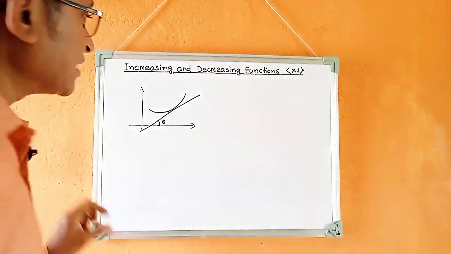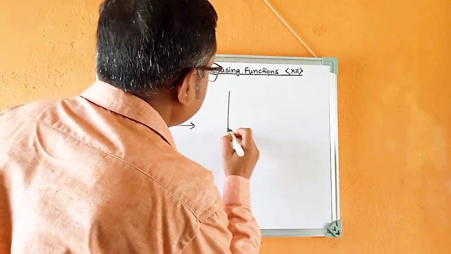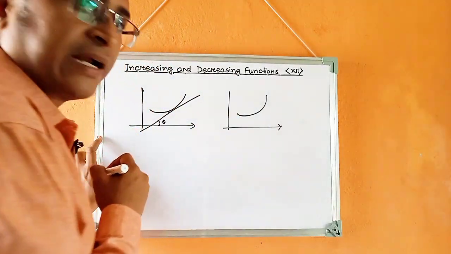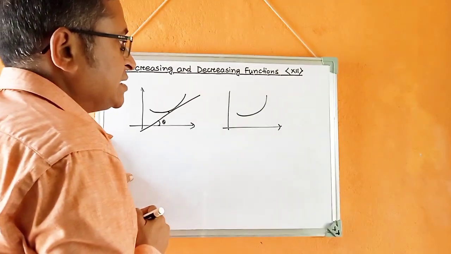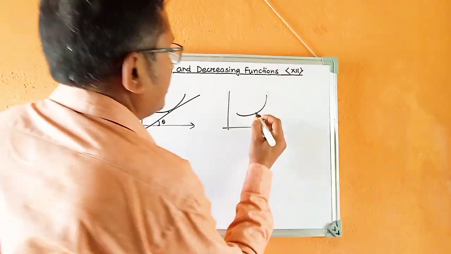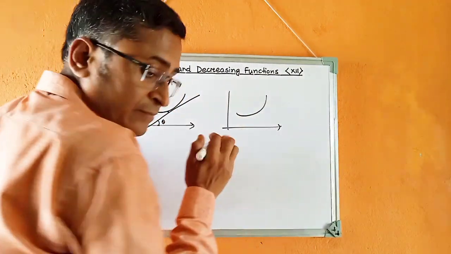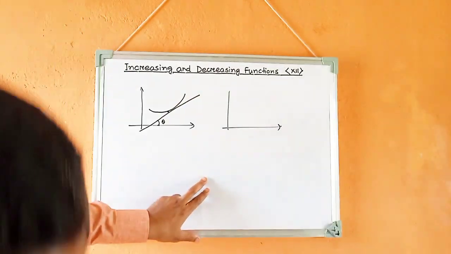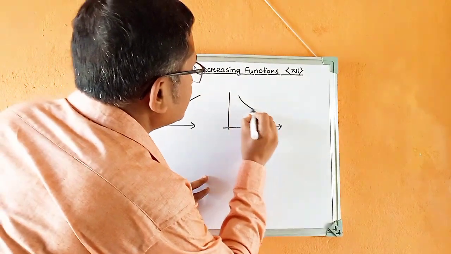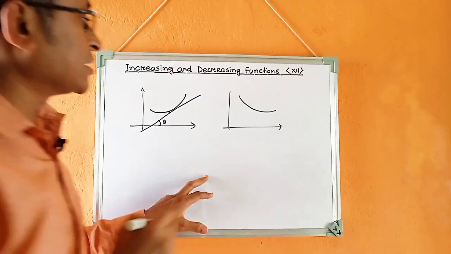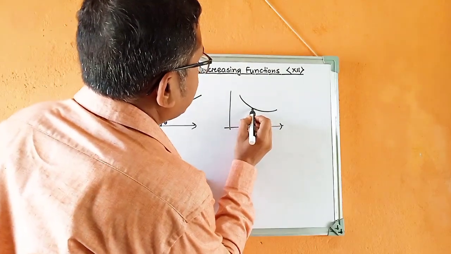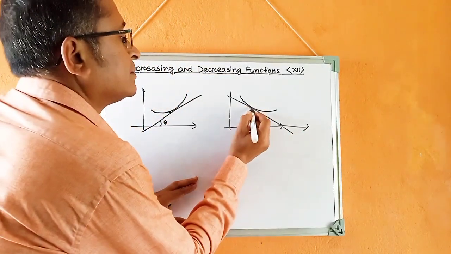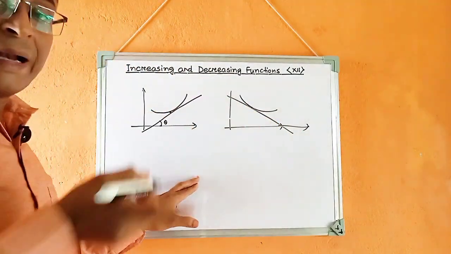Now decreasing function. In case of a decreasing function, this is the condition. See carefully. We draw a graph. Suppose this is a function f(x). Now see, in case of a decreasing function, look at the graph, this is the graph of a decreasing function. Take any point on the graph and draw a slope at that point.